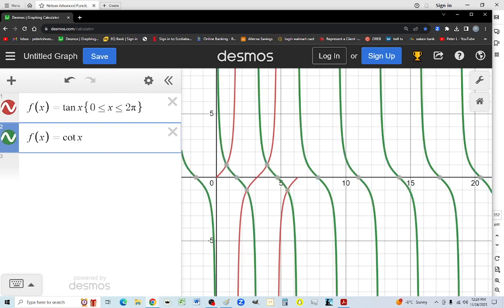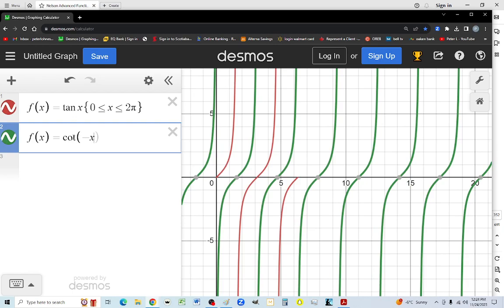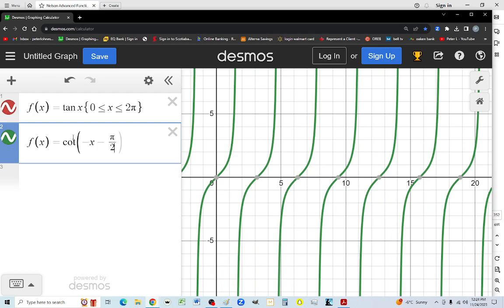See, if I flip it, all right, let's see if it works when I put it in brackets. There we go. And then put it out of phase by pi over 2. So that's a cot curve. It's simply flipped along the y-axis and out of phase by pi over 2.